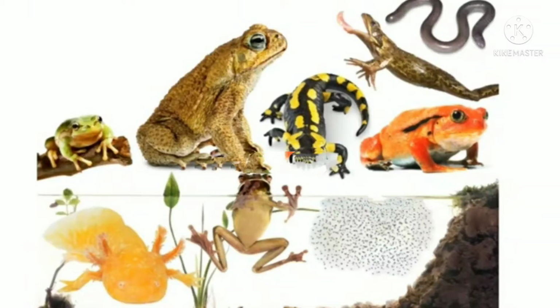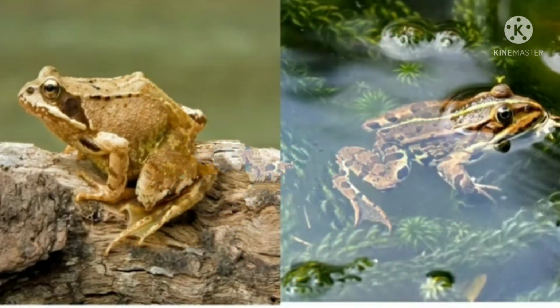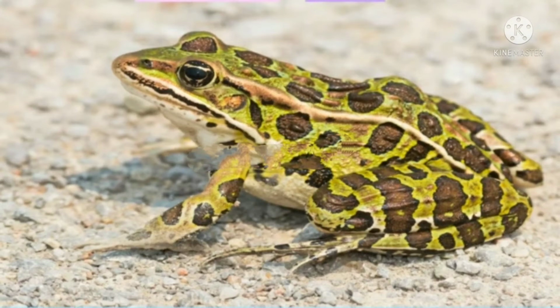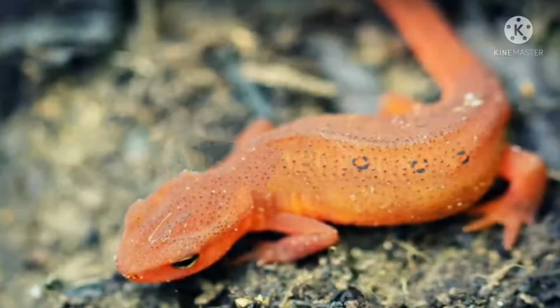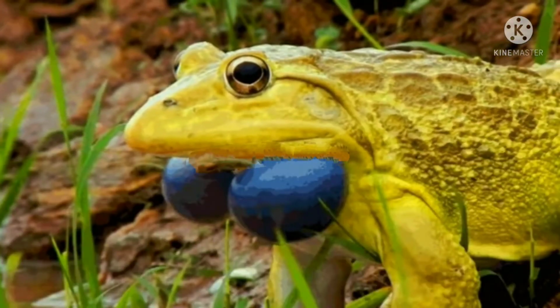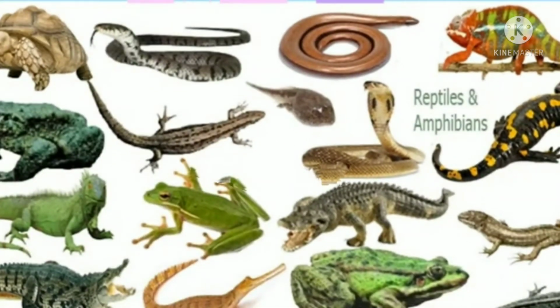Next we can learn amphibians. What are amphibians? Animals that live both on land and in water are called amphibians. Can you give some examples? Frog, toad and newt. Okay. How do they breathe? Most of them breathe both through their lungs and the moist skin. Okay.